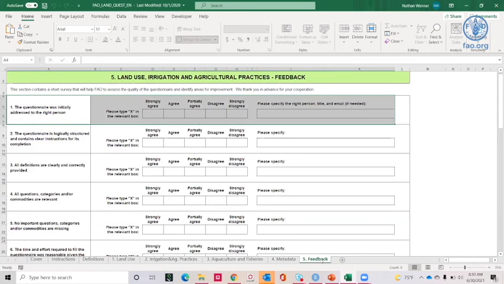So this is one of the mechanisms that countries can use to let us know if we are contacting the right person to collect this information, and if not, who that person would be. And this information is quite important to us to be able to strengthen our data reporting from countries and make sure that we are contacting the right person.